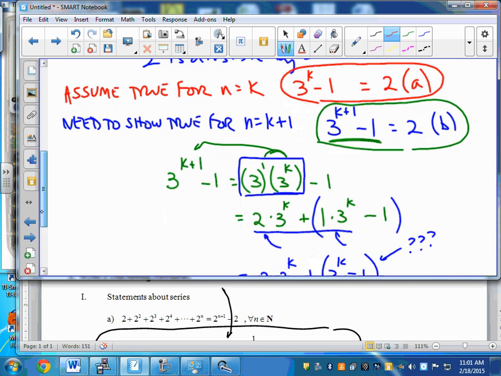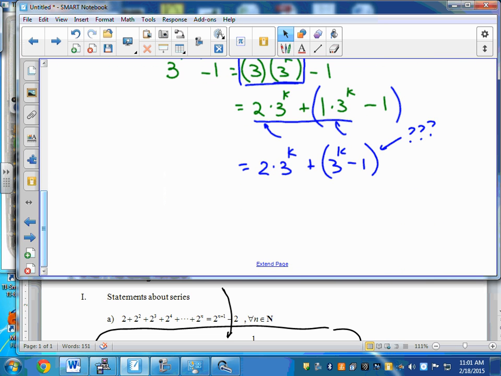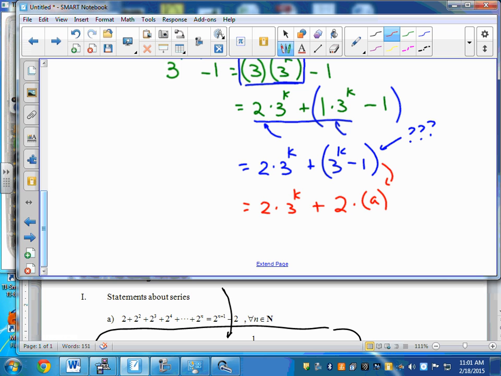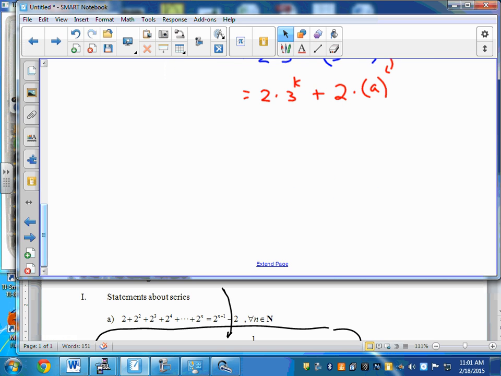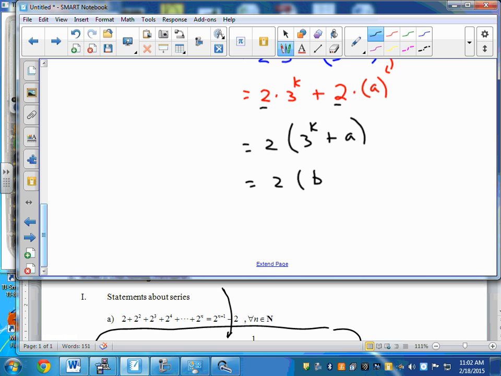So I'll come down here and rewrite this as 2 times something. So I have 2 times 3 to the k plus 2 times something. Right? That was our assumption. And now look at these two. In fact, there is a common factor. So I can now write this as 2 times 3 to the k plus a. Right? Factor out the common factor of 2. And so now I've done it. This is 2 times some quantity b.